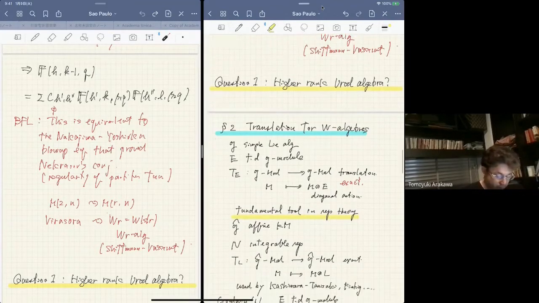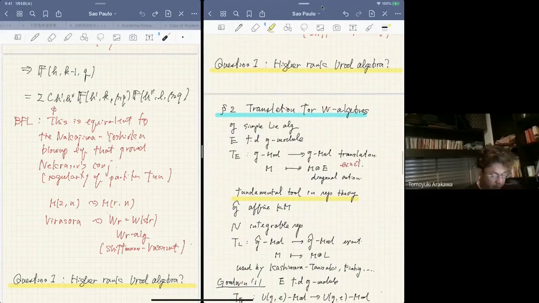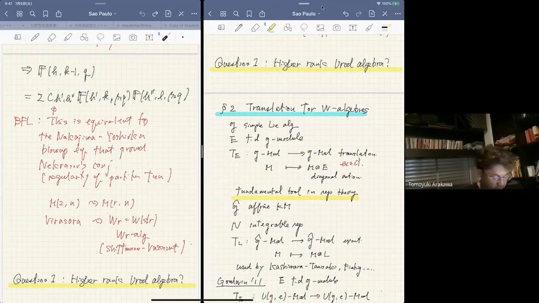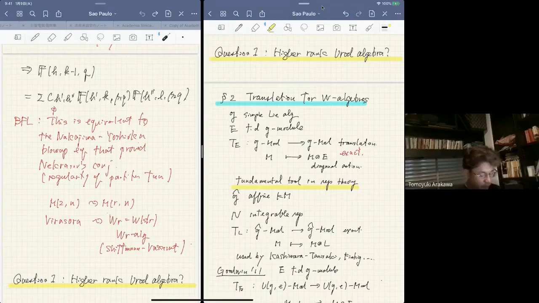And you can generalize this tool to affine Kac-Moody algebras by replacing a finite-dimensional representation with an integrable representation. So we can define a translation functor for the affine algebra by sending M to the tensor product with an integrable representation. This is again exact, and has a very nice property, and this is used by Kashiwara and Tanisaki and Feigin and so on to obtain interesting results.